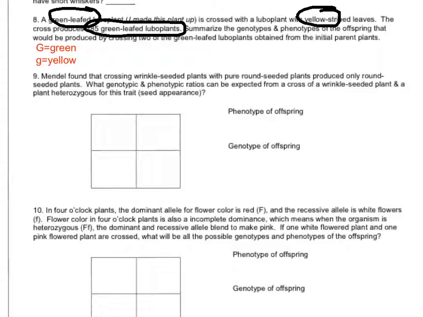So it says that a green leaf lubo plant was crossed with a lubo plant with yellow striped leaves. So you know that the initial parent cross had at least, the green plant had at least one big G, and it was crossed with a yellow one, so that must have been little g, and it produced 185 green plants. And what we don't know is the second allele.